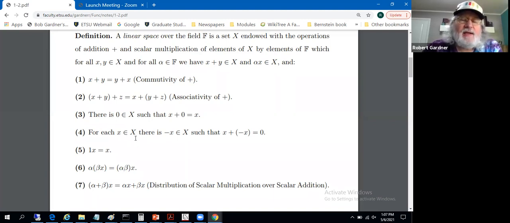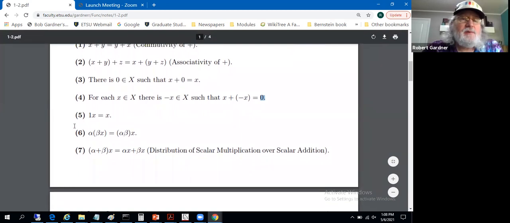For every vector X, there's a negative X, a vector which we denote negative X, such that X plus negative X equals a 0 vector. Context tells us we're talking all vectors here. You know, X is a vector. You know, negative X is a vector. We're dealing with vector addition. So we must be dealing with the 0 vector here, not the 0 scalar here.